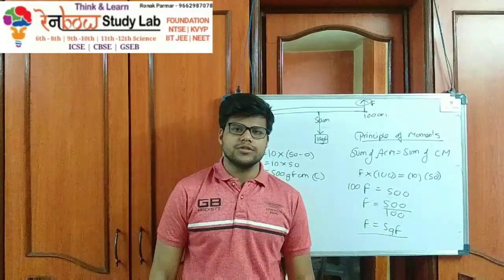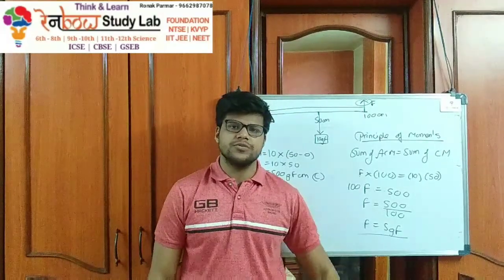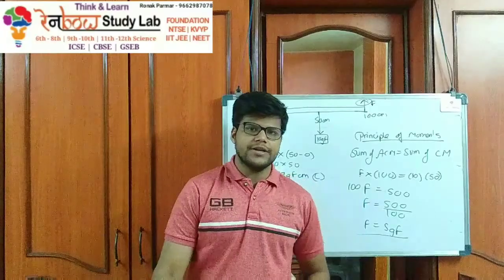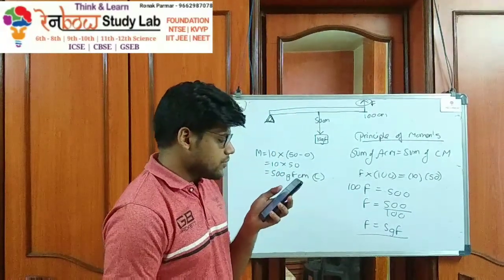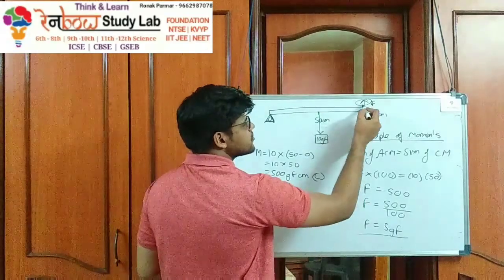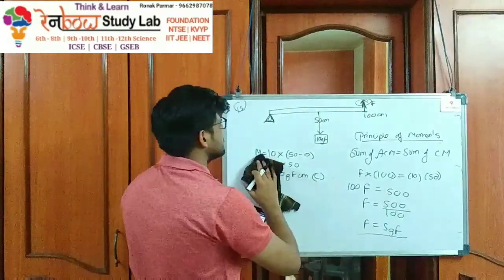Why 100 centimeter? Because they have asked us to calculate the least force required. Force is least, distance must be maximum. So we are going as far as possible. This was question number 15. Now I will move to question number 16. Also don't forget to mention this upward direction. Very important. Question number 16.